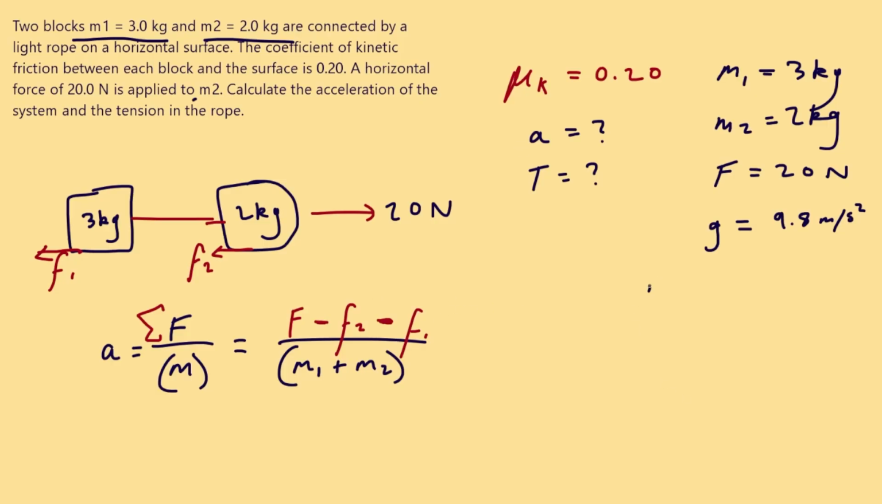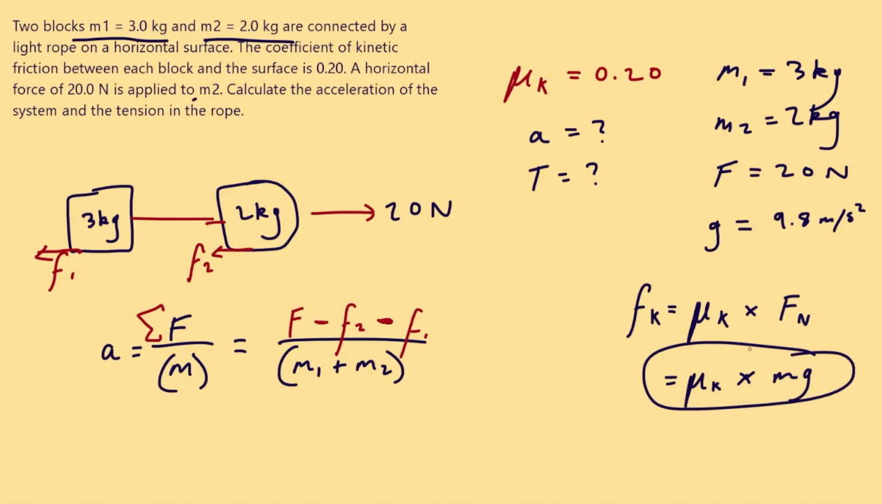The kinetic friction formula is the coefficient, which is up here, multiplied by what's called the normal force. Now, the normal force is simply equal to the weight of the object because there is no vertical motion happening. Just keep that in mind. Let's compute kinetic friction for both of our objects because they're going to be slightly different since they have different masses.